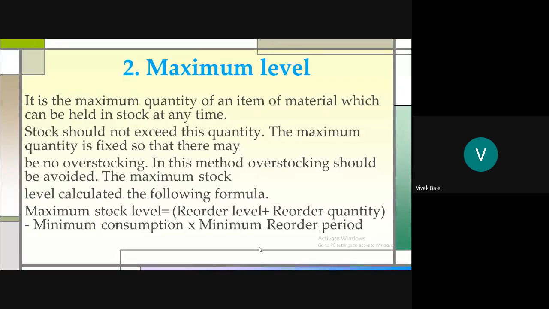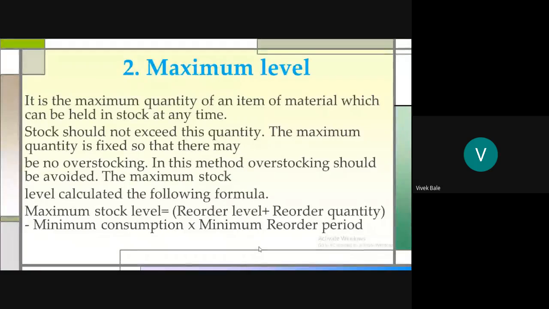And this level is fixed after considering different factors. For example, reorder level should be considered first, reorder quantity should be considered, minimum rate of consumption should be considered, minimum reorder period should be considered, availability of finance, that is working capital, should be considered, availability of storage space should be considered, extra cost of insurance should be considered, risk of obsolescence and deterioration should be considered, supply should also be taken into account, and the most important factor, price fluctuation, should be taken into account.